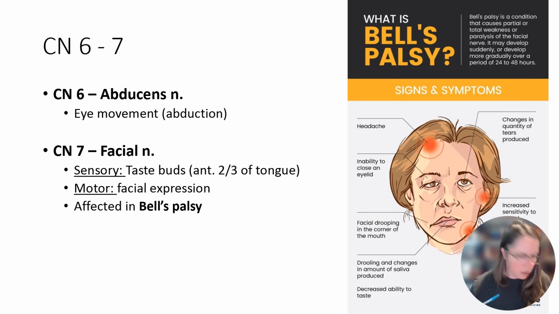So some people can get what's called Bell's palsy, which is where you have partial or total paralysis from the facial nerve. And reasons behind this, it develops often suddenly. I've had students before that have had Bell's palsy. One, it came on after she gave birth to her daughter. Other times it comes on seemingly randomly.